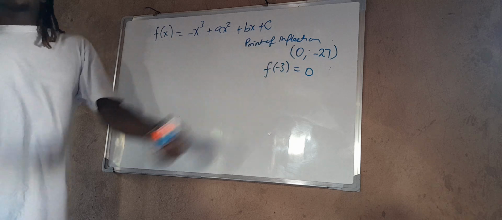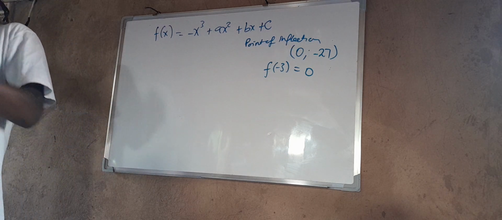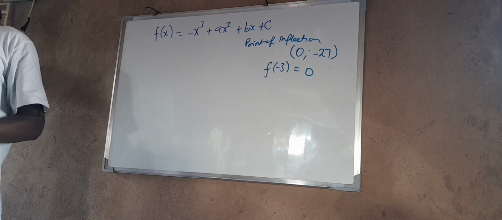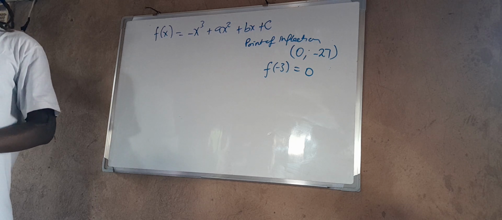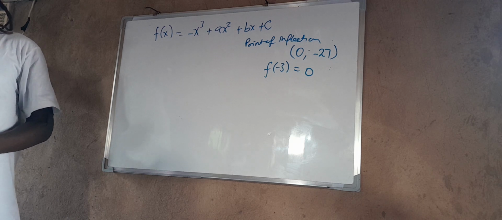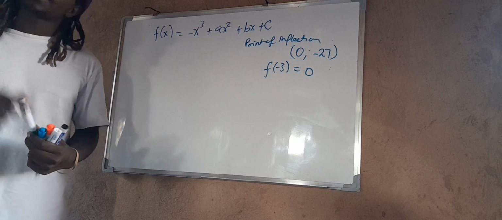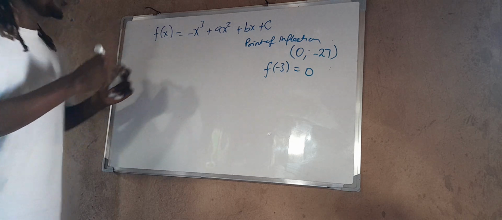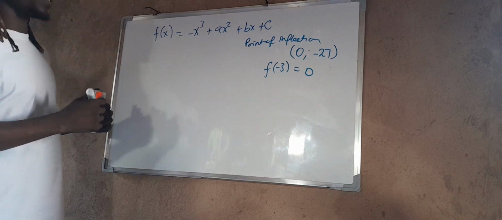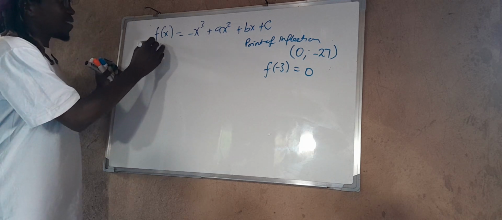We are told that this is the point of inflection, right? What is the gradient at the point of inflection? 0, right? You have to remember that. What is the gradient at the turning point? 0, right? So how do we work this one? Let's start at the point of inflection, right? So what is our first derivative here?